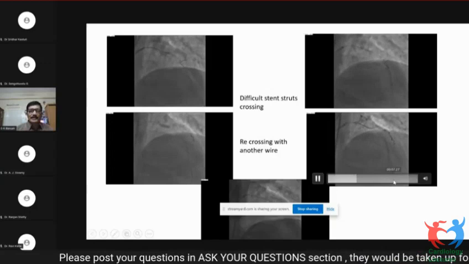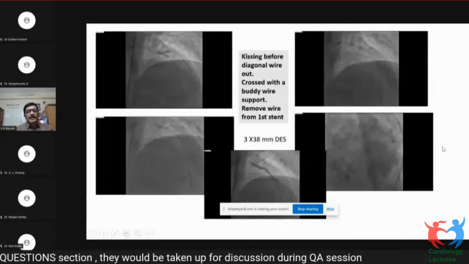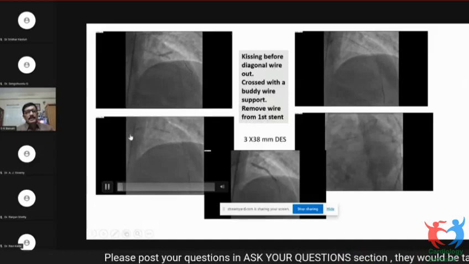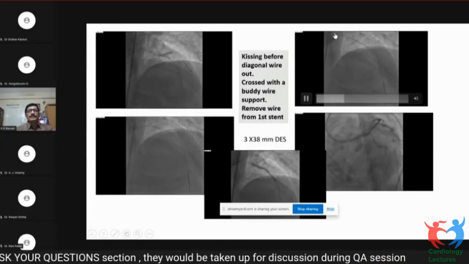So when we crossed the balloon, we dilated it. Then finally, we did a kissing here to open this LAD well, and subsequently we put a stent. Again, it was difficult to pass the stent here. As I told you, this is because if there is a bend, it will go and directly hit the stent struts. So always it is difficult in an acute angulated situation.